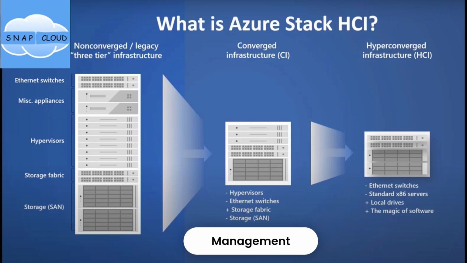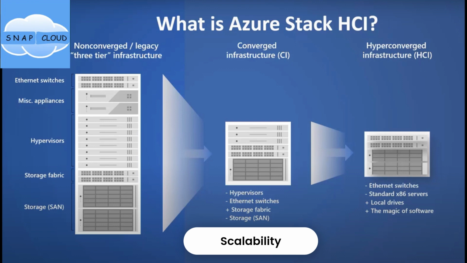Management. Legacy means managing storage, compute, and network in different tools, siloed and slow. Converged is better, but still often requires jumping between vendor dashboards. Hyperconverged? One pane of glass. You manage everything, compute, storage, VMs, from a single interface, often through tools like Windows Admin Center or vCenter.